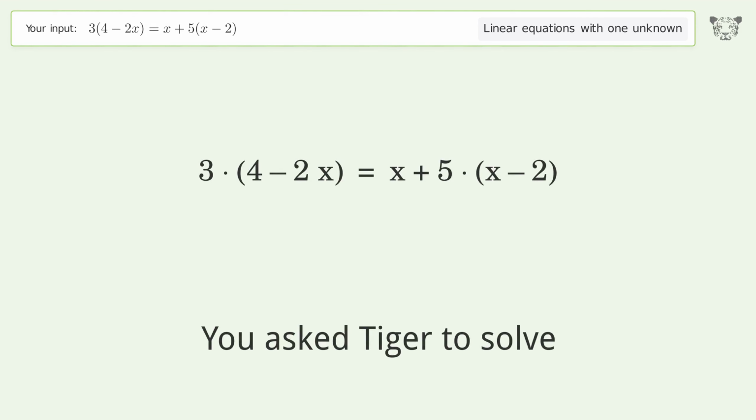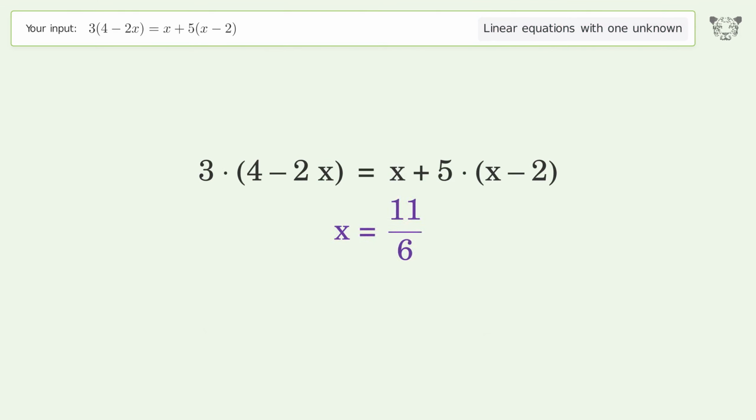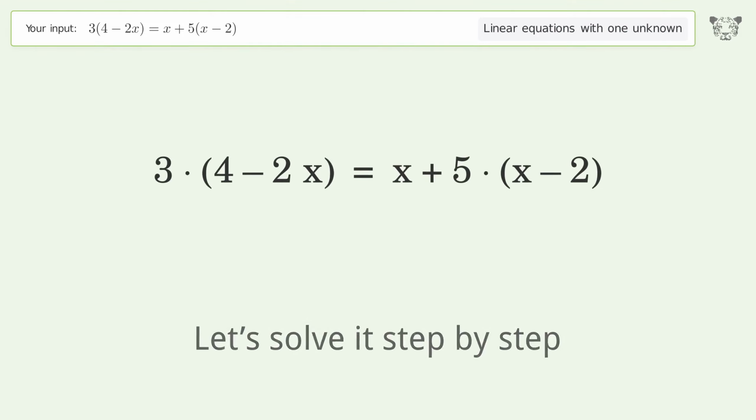You ask Tiger to solve this. This deals with linear equations with one unknown. The final result is x equals 11/6. Let's solve it step by step.